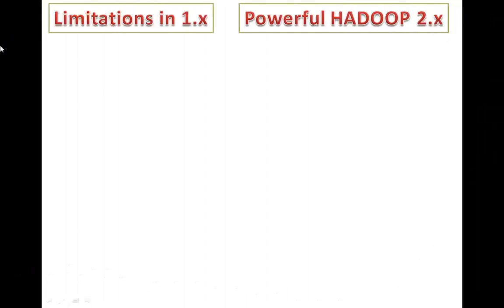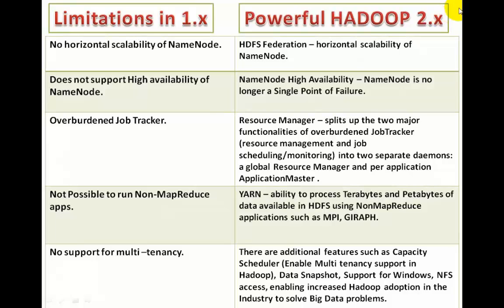Let's see what kind of limitations are there in version 1.x and how they were removed in Hadoop 2.x. In 1.x, there was no horizontal scalability. That means there was only a single name node. But in Hadoop 2.x, there is HDFS federation, and we can have multiple name nodes. 1.x does not support high availability of the name node. Of course, it cannot because it has only one name node, that is one server. While in Hadoop 2.x, we have multiple name nodes, so there is no single point of failure. That is, even if one master machine fails, there are other machines also. And of course, as there are a number of machines, it is highly available.